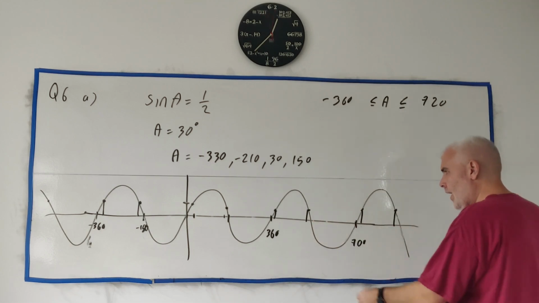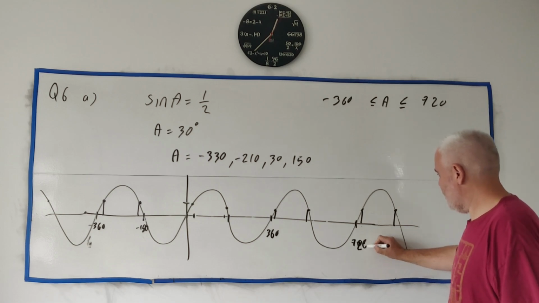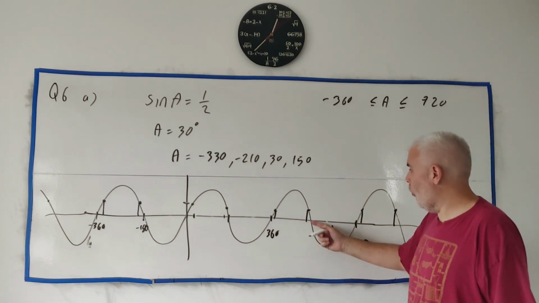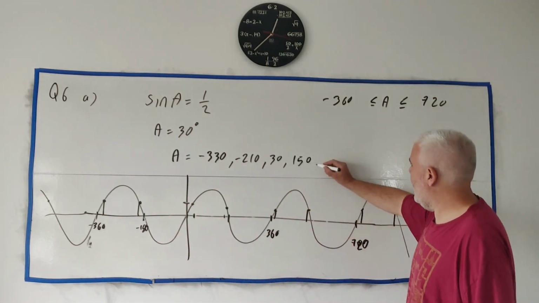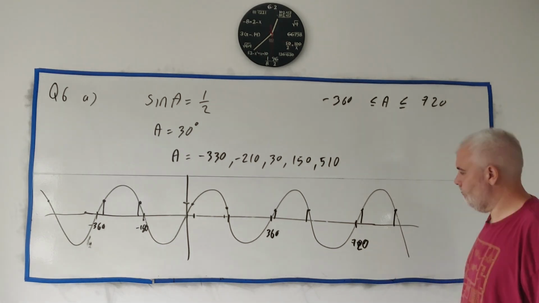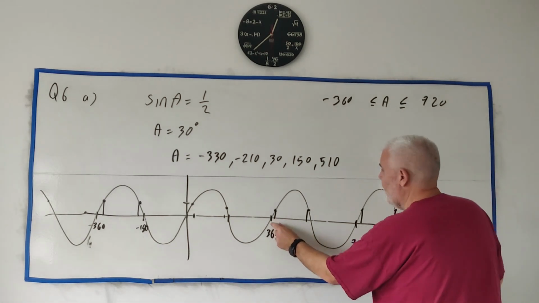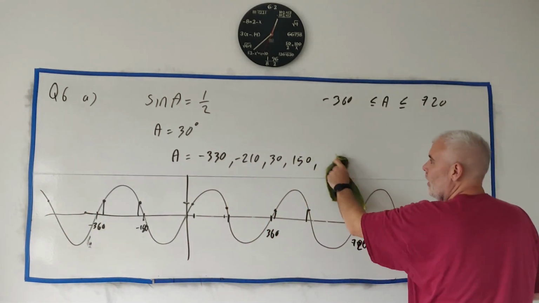This one here is what's halfway between 360 and 720. That's 540, I believe. Let me just double check. Yeah, 540, because I have 510 up here in my answer. Oh, I've missed this guy here. So let me get rid of 510 for a moment. How many? I only have 5.